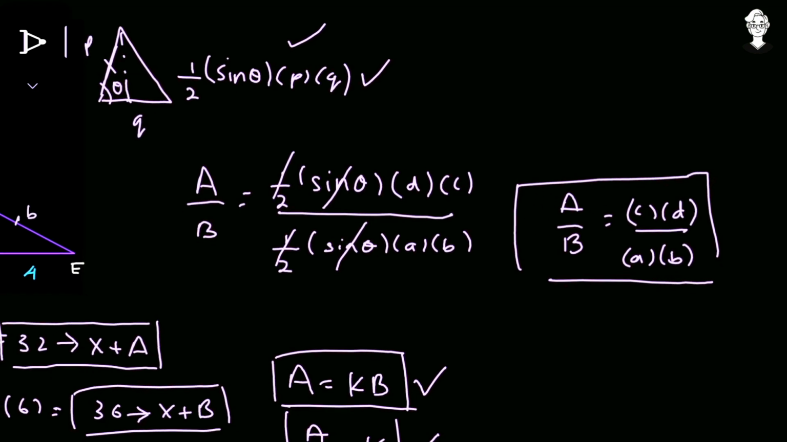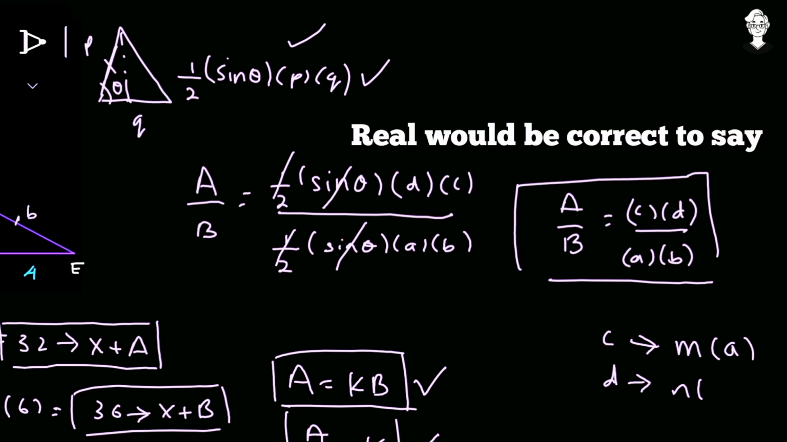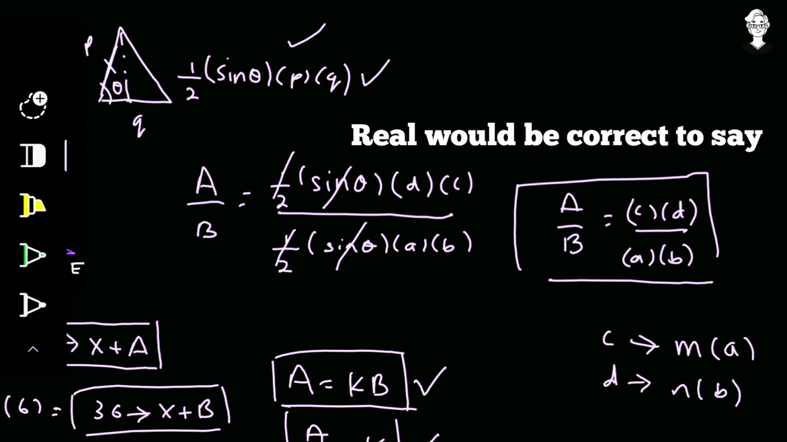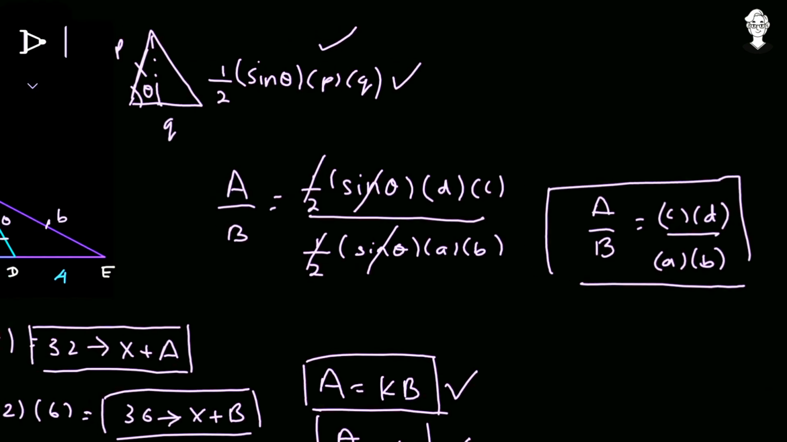To cancel them out, we need c and d in terms of a and b. If c comes something like m into a, and d comes something like n into b, where m and n are some kind of integers, then when we replace them over there, a and b get cancelled out, and m and n are perfect integers. So we can obtain the value of that thing as a perfect integer. So let us bring c and d in terms of that.